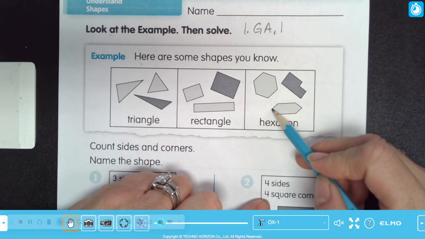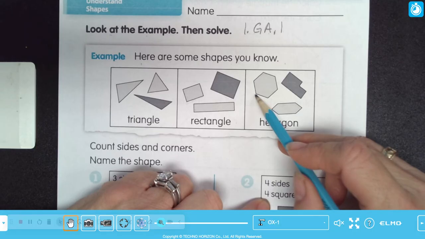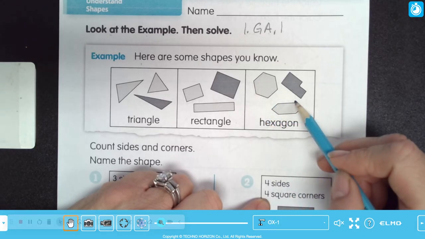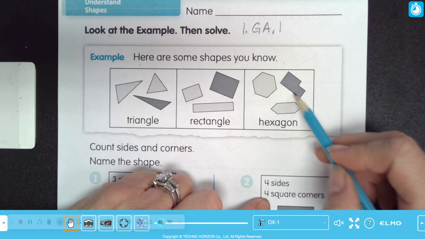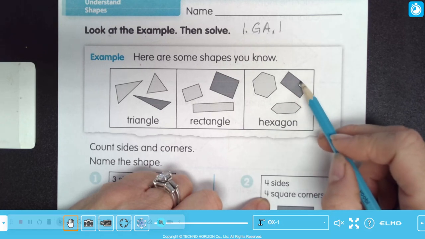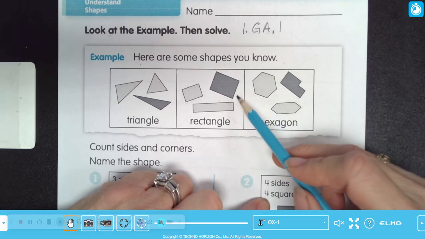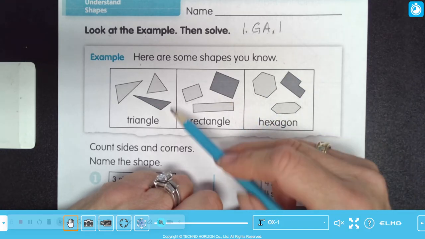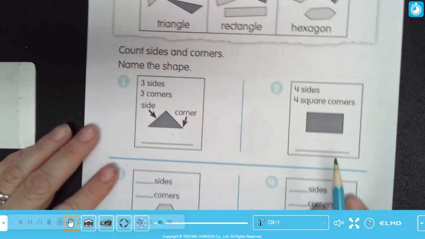Hexagons have 6 sides. 1, 2, 3, 4, 5, 6. So all hexagons have 6 sides. All rectangles have 4 sides. All triangles have 3 sides. Okay, so let's look at the first one here.